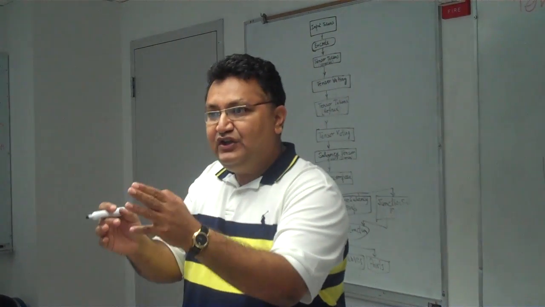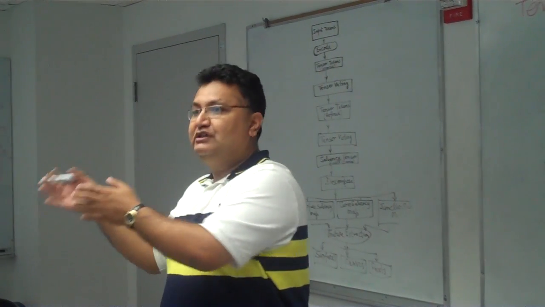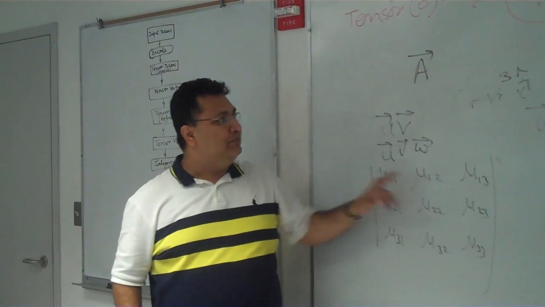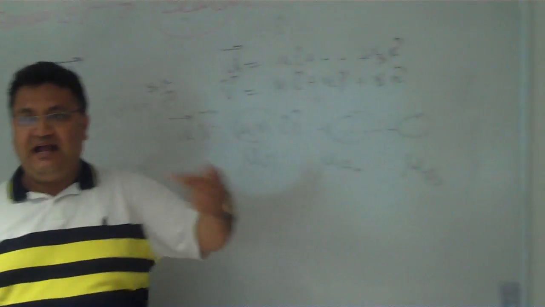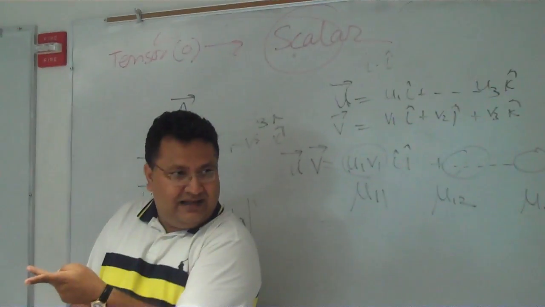If a vector has three components, say A I, B J, C K, similarly a dyad has 9 components. And these are the components and these are the directions. I means this. IJ means two directions like this.